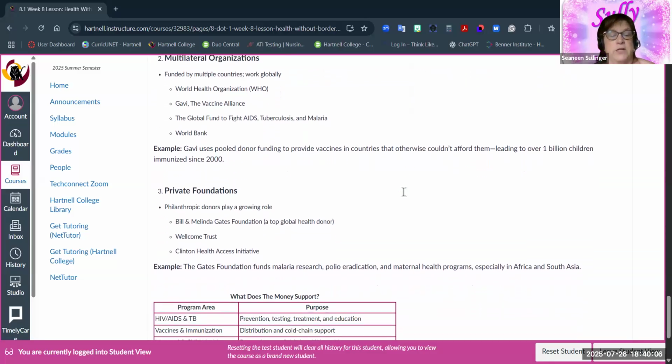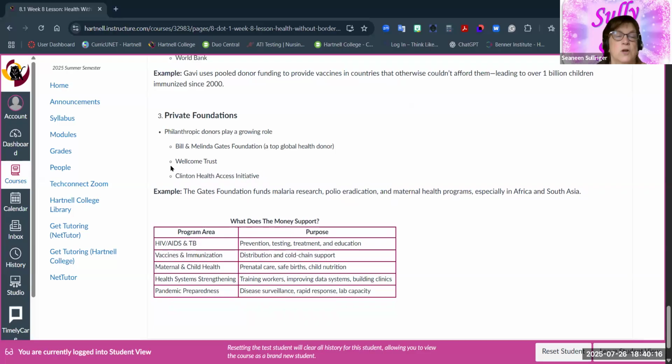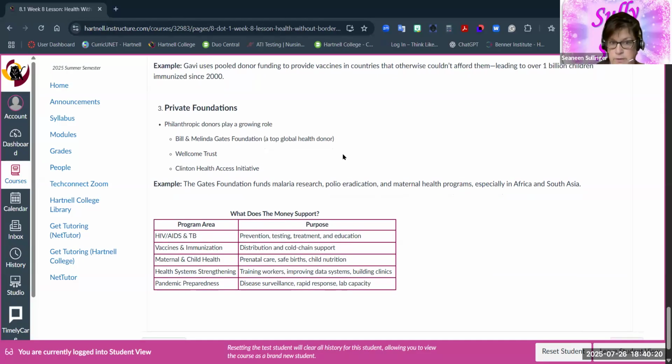And then private foundations, for example the Bill and Melinda Gates Foundation. They have so much money to give, and they give so much money. It's amazing. The Wellcome Trust, that is the correct spelling of that. Clinton Health Access Initiative is another one. The Gates Foundation funds malaria research.